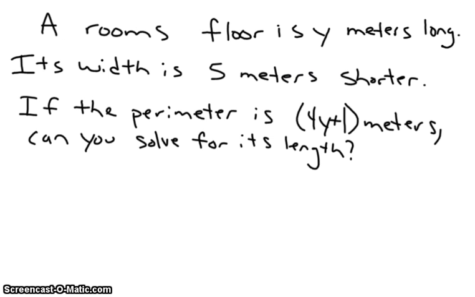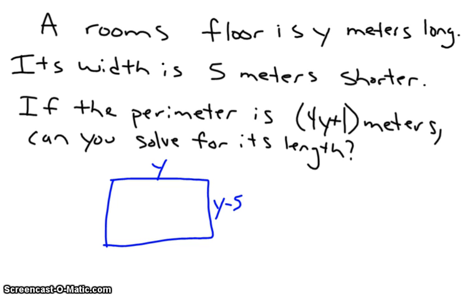Let's move to our next one. Once again, we want to know, can this get an answer? So our room's floor is y meters long. So let's draw. So it's y. Okay? Its width is 5 meters shorter. If it's 5 meters shorter, then it's what I started with minus 5. So I had a y for a side, because that's what it told me its length was, and its width is 5 shorter. So that means I had the y already, but it's 5 shorter, so minus 5.